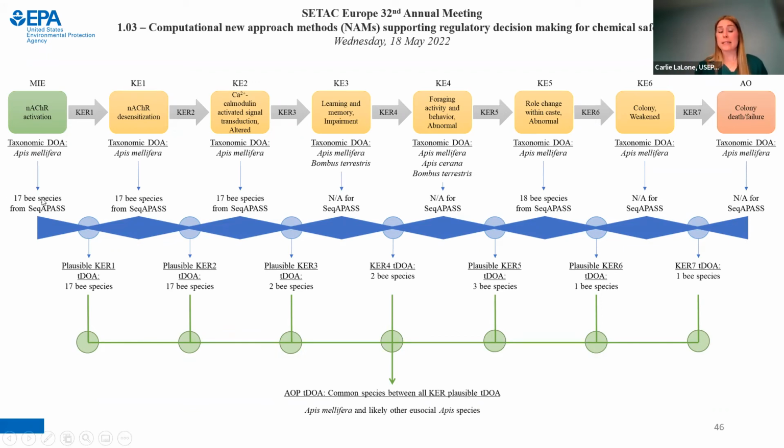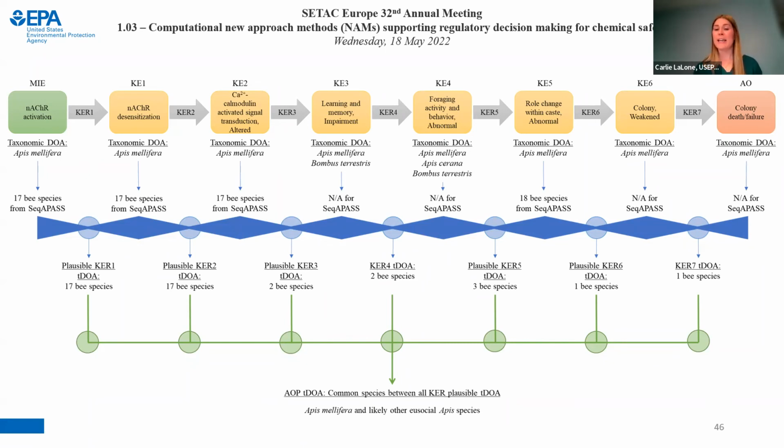So we extrapolated to 17 bee species from Apis mellifera for a number of these key events. Here we only have a couple of species because there are no proteins involved in those specific key events. Out here, key event 5, there were proteins involved in the role change for the caste within bee species, so we were able to extrapolate to additional species here. And then, as you can see, we followed that approach to define those species that are likely to follow the same biology.